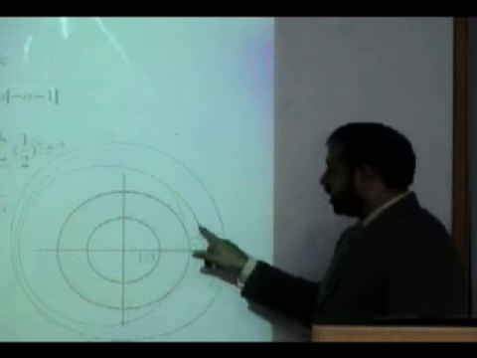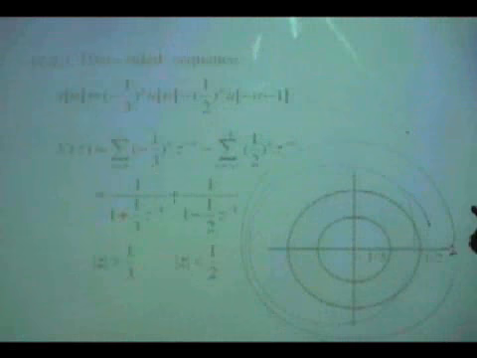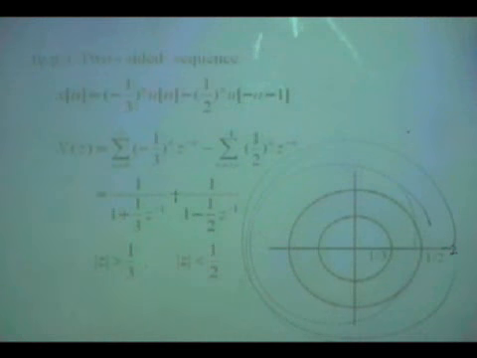But the unit circle must be contained. Okay? It does not matter where it lies. All that matters is whether R equal to 1 will make both the sequences converge? Answer is yes. So it is a stable system.